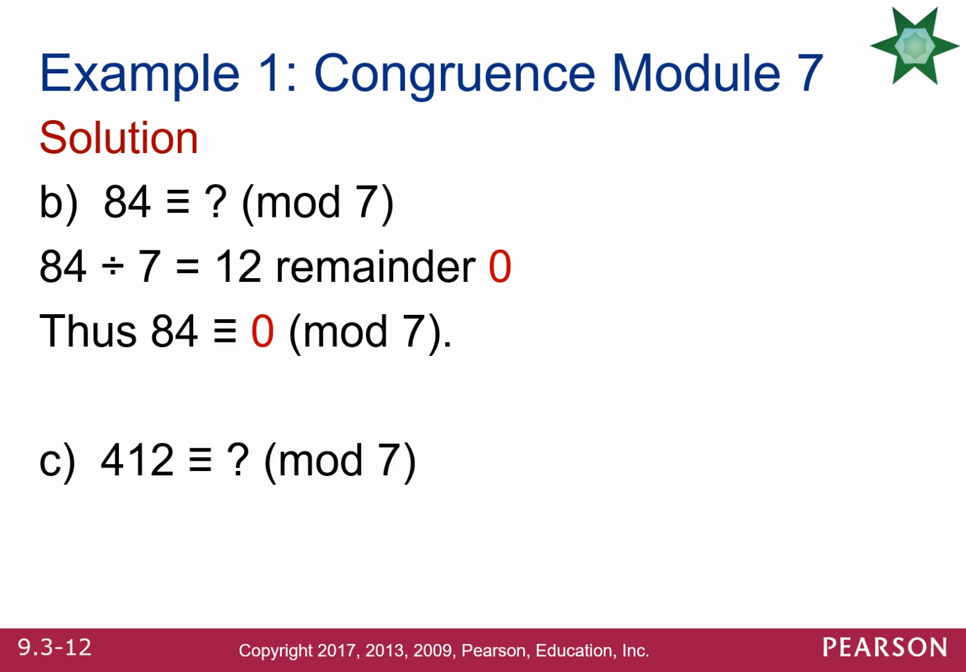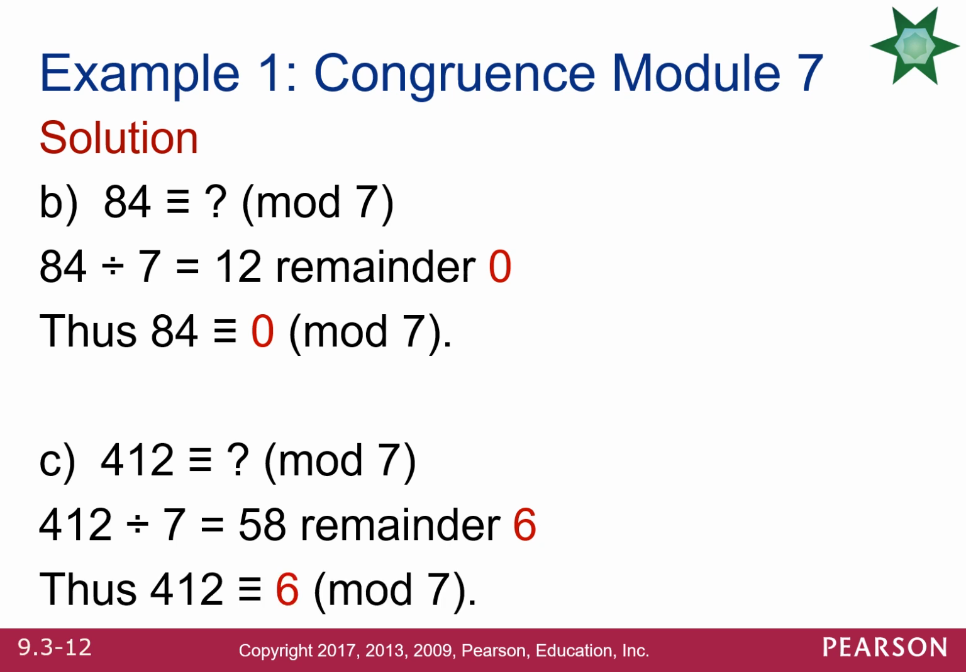Then 412 is congruent to what mod 7? It's 58, remainder is 6. So the way we write our final answer is 412 congruent to 6 mod 7. Okay.